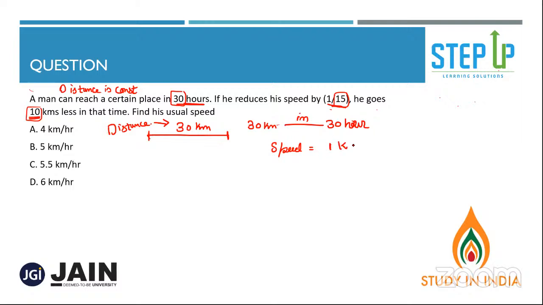One kilometer per hour. Now, what will be my new speed? People try to relate the question in a logical way. If he reduces his speed by 1 by 15, what will be my new speed? Can anyone tell me? 14 by 15 kilometer per hour.